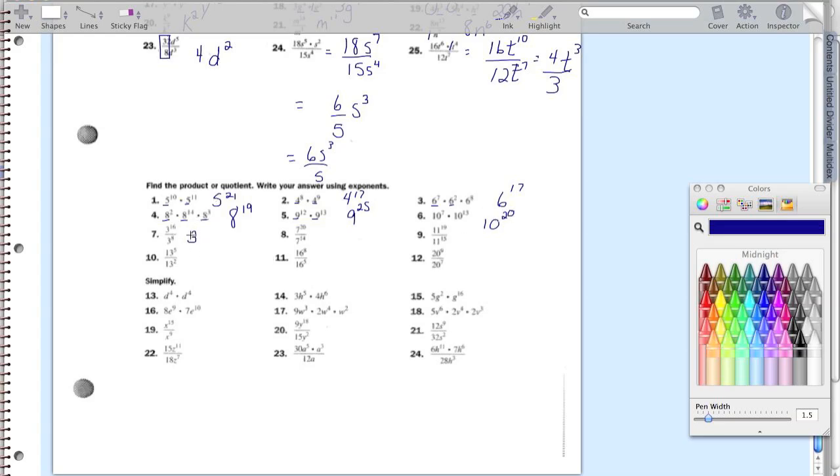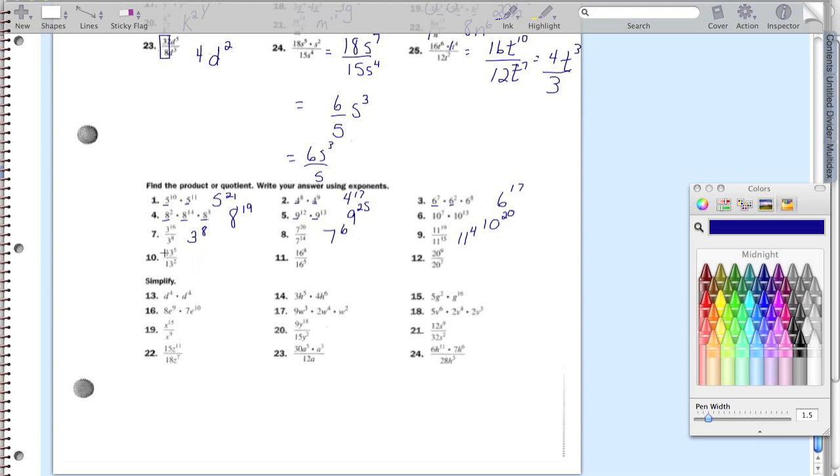Number 7, we're subtracting. So my base stays constant. Nothing happens there. And I'm going to subtract 16 minus 8 and get 8. Number 8, I'm going to subtract 20 minus 14 and get 6. Number 9, I'm going to subtract 19 minus 15 and get 4. And notice in each of these, my base stays constant because that's my base. It's not a coefficient, it's my base.